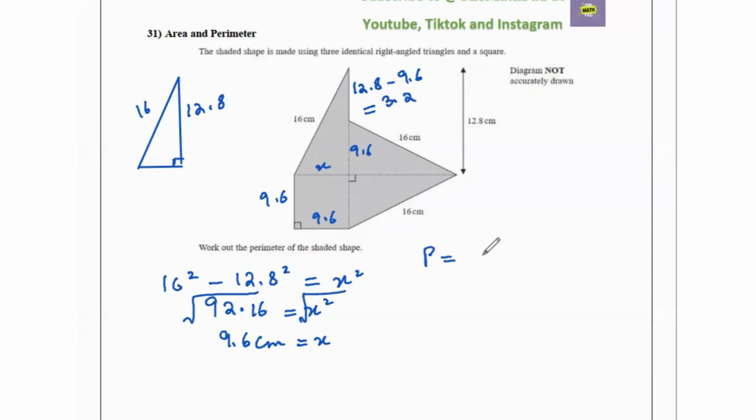So the perimeter is 3.2 plus 16 plus 9.6 plus 9.6 plus 16 again plus 16. And that is going to give us 70.4 centimeters. That is the perimeter of the shaded shape.